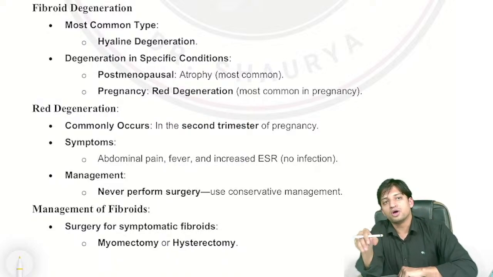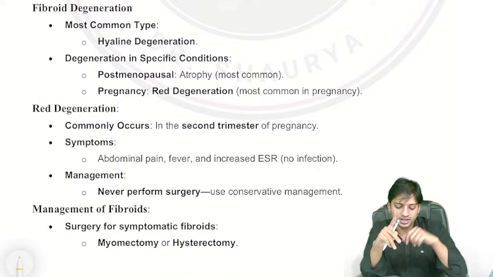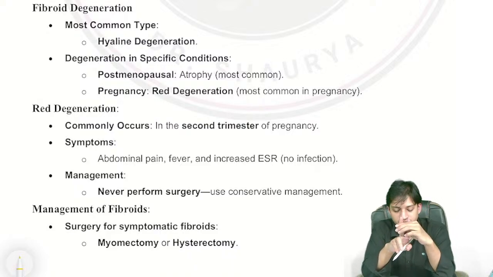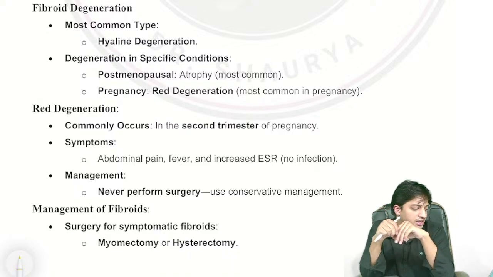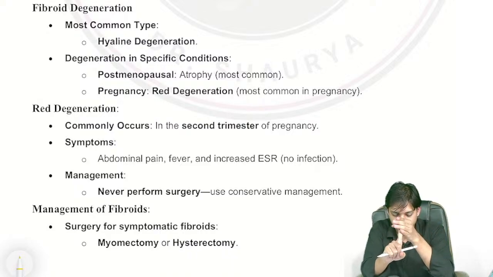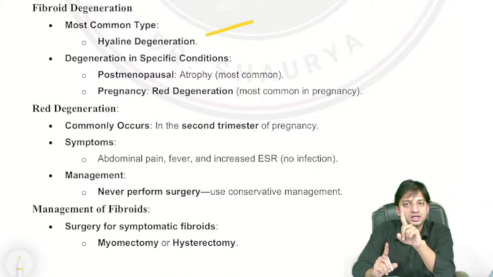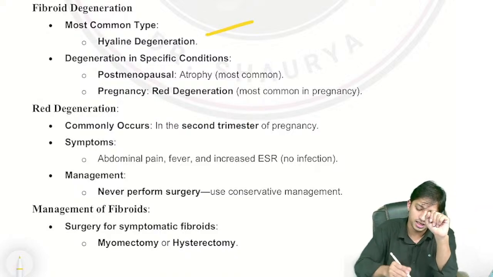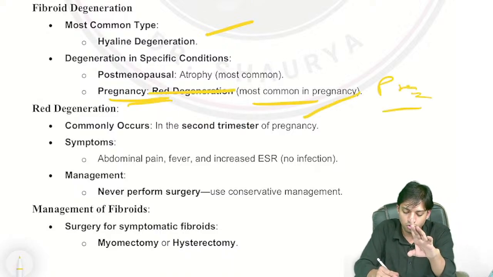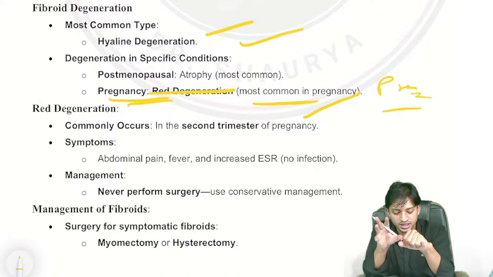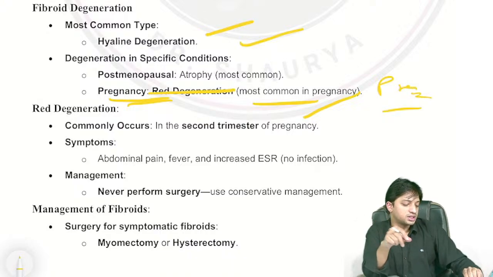Now, in the leiomyomas or fibroids, they have asked you about the fibroid degeneration. So there are three types of degeneration. One is the hyaline degeneration, right? And red degeneration, and postmenopausal degenerations. Among them, most frequently, they have asked questions from the hyaline degeneration and the red degeneration. Hyaline degeneration is the most common type of degeneration in the fibroid, they have asked you. Again, red degeneration, it happens most commonly in pregnancy. These are both the MCQ points you will have to remember. Hyaline degeneration is the most common degeneration, and red degeneration is the most common fibroid degeneration seen in pregnancy, right?